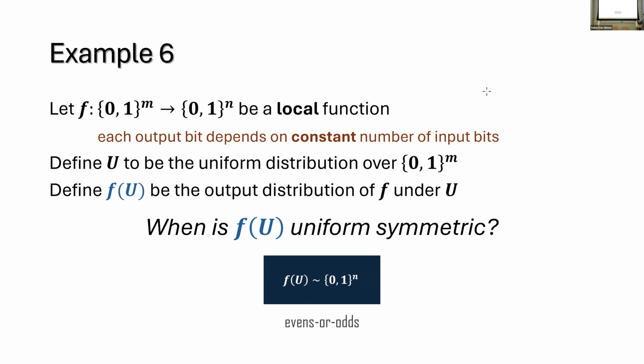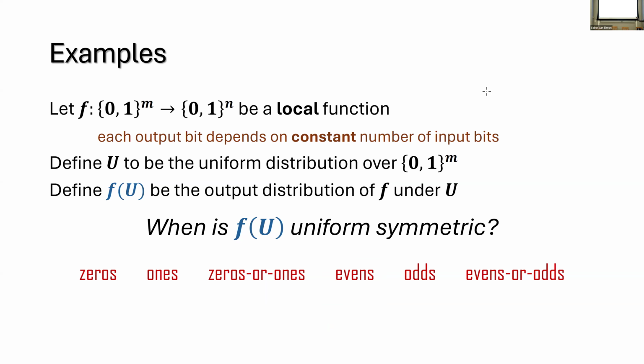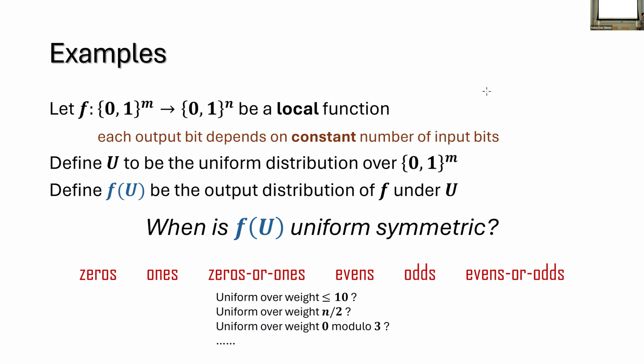Any other question? Okay, so these are the 6 candidates that we see are uniform and symmetric and can be generated by this local function computation. However, this is not the only uniform symmetric distribution we can come up with, right? For example, I just want to output a binary string that has at most 10 ones. I want to fix the Hamming weight to be n over 2 and output a uniform one of it. Or I want to output a string where the number of ones is 0 modulo 3. These are all valid uniform symmetric distributions, and there are more of them. Can we generate these distributions?